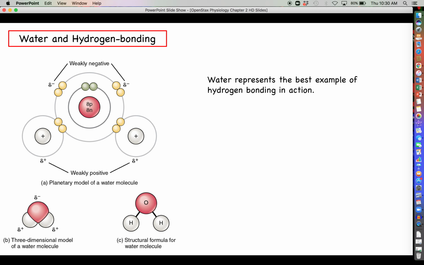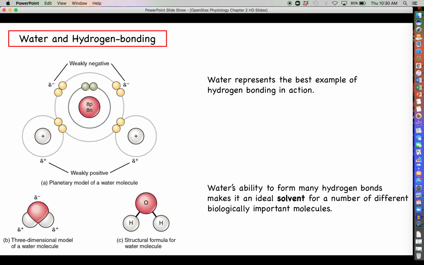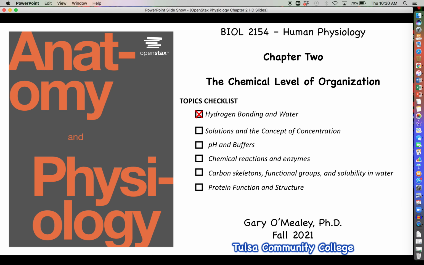Okay, so just to catch ourselves up here, we've already said that water definitely represents the best example of hydrogen bonding in action, and it is for this reason, because water can form so many hydrogen bonds at the same time, that it's going to make an ideal solvent for a number of different, very important biologically relevant molecules that we are going to discuss not only in this chapter, but in future chapters as well. So that's where we're going to wrap up this discussion and this video for now.